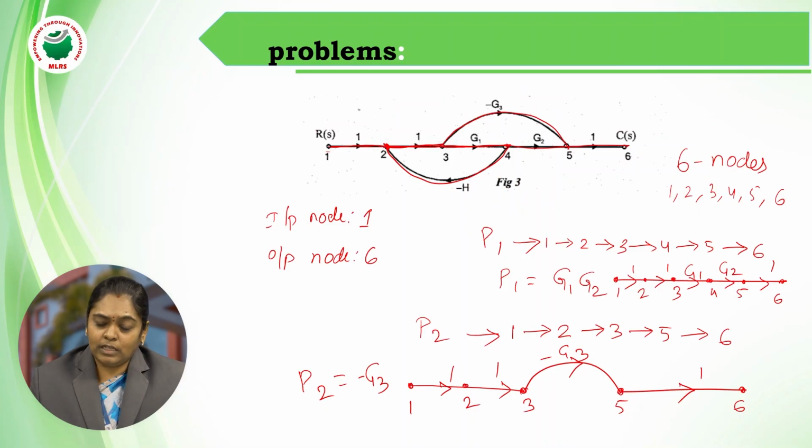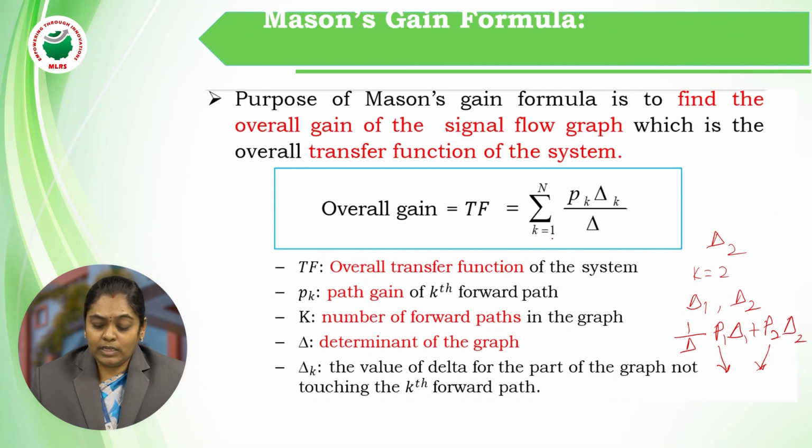Similarly, is there any other loop? No. After finding out the loops, the next step is you need to find out the non-touching loops. As in the given question, there is only one loop, we cannot have any non-touching loops. So the number of non-touching loops is 0. Now coming to the next one, we need to find out the transfer function.